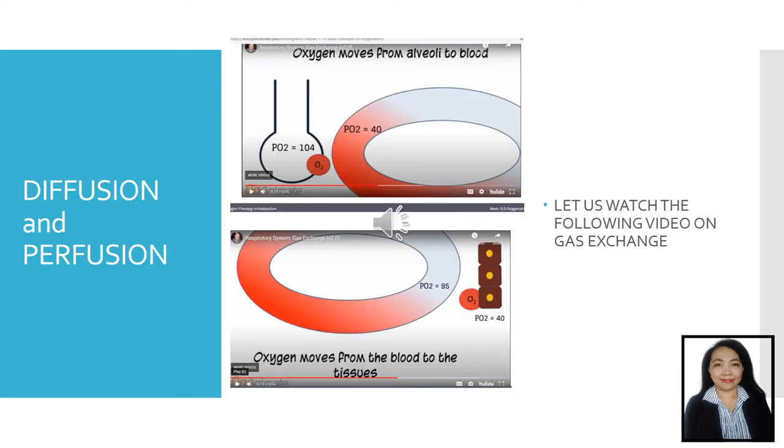Moving on to diffusion and perfusion. If you will recall, earlier, sinabi natin yung diffusion is the gas exchange. Nasa alveoli siya and the capillary end of the blood vessel. It's the exchange between the carbon dioxide and oxygen. Yung perfusion naman, may involvement na ni cell. Yung movement ni carbon dioxide and ni oxygen across the cellular membrane and your blood vessel or the capillary. Now, let us watch the following video on gas exchange para mas ma-illustrate better.